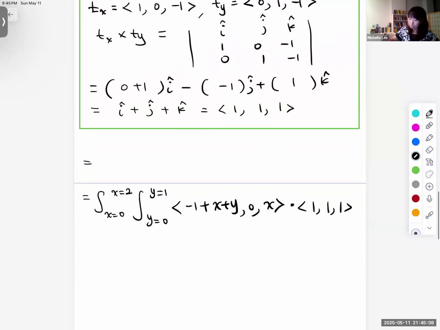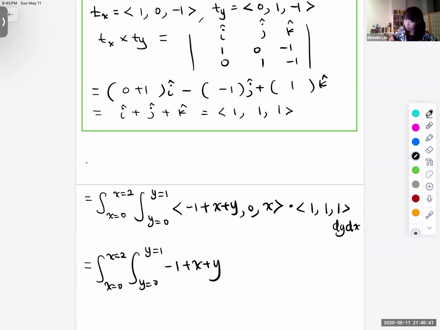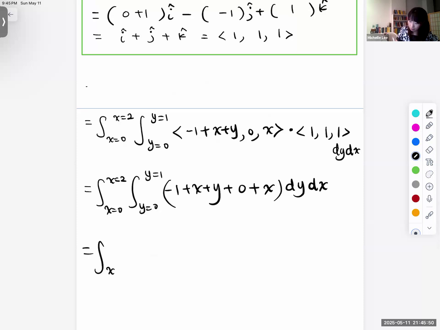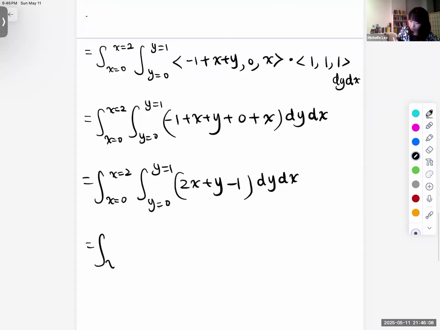Okay. Now, dy dx. So what do you get? X equal to 0 to 2. Y equal to 0 to 1. We multiply first component with the first component and second component with the second component, and third with the third, right? So we get negative 1 plus x plus y and add, yeah? And dy dx. So we have a 2x plus y minus 1 dy dx.